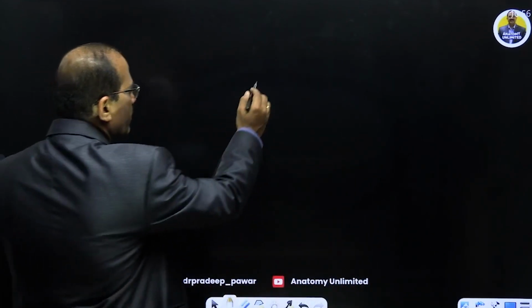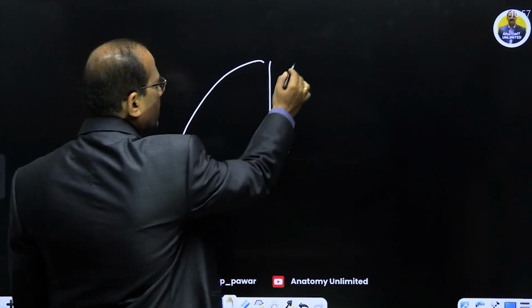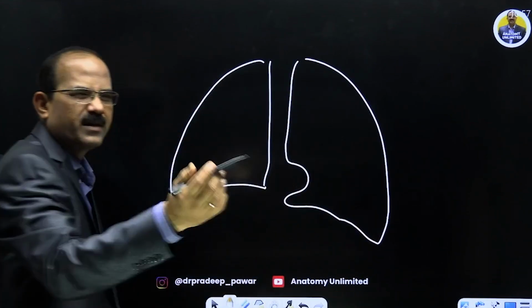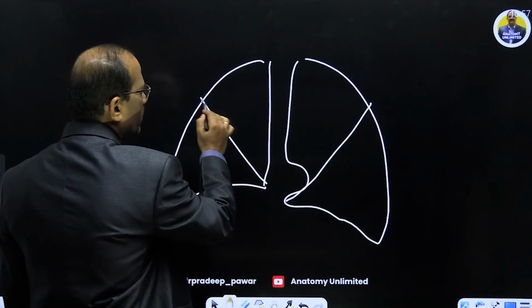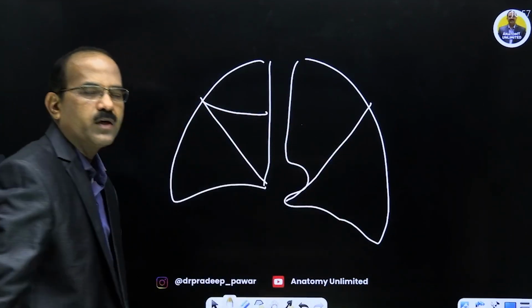Okay. So now we'll draw the right lung. And the left lung, that's the cardiac notch, that's the lingula. Quickly I'll tell you. That's the oblique fissure, that's the horizontal fissure. So that's the upper lobe, middle lobe, lower lobe. On the left, that's the upper lobe and lower lobe. Fine.